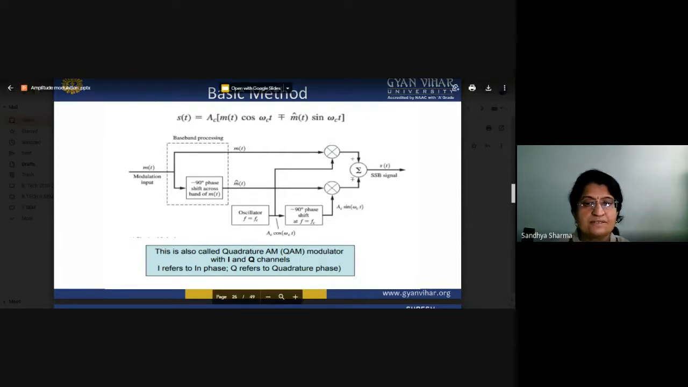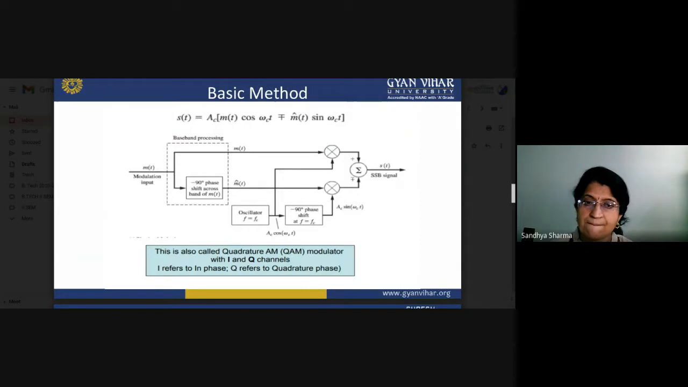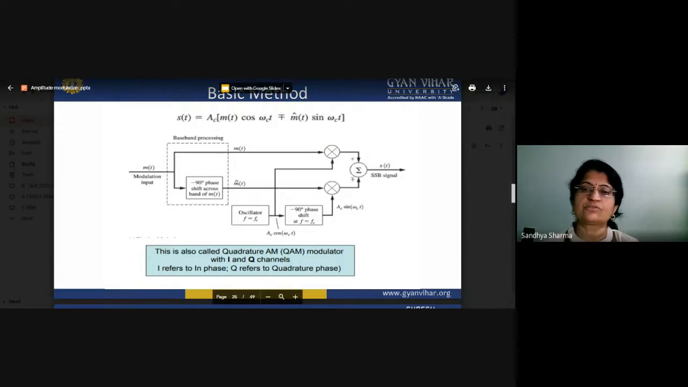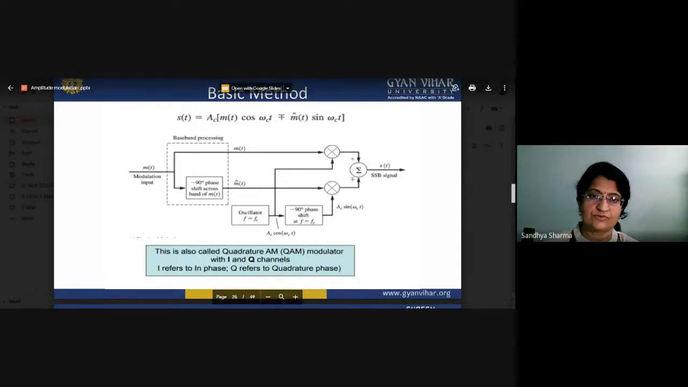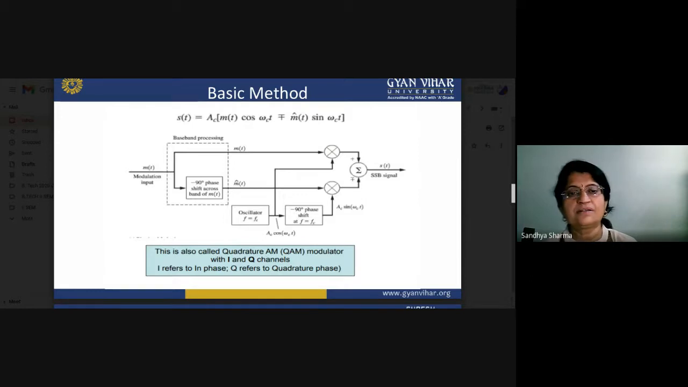Now what will happen in this place? You can generate, and this type of generation is called quadrature AM. Here two types of carrier signals are generated: cos omega ct and sin omega ct. According to that, we will do our modulation system. So you have to know how these are working. After applying the Hilbert transform, the whole spectrum of the modulating signals will be shifted.